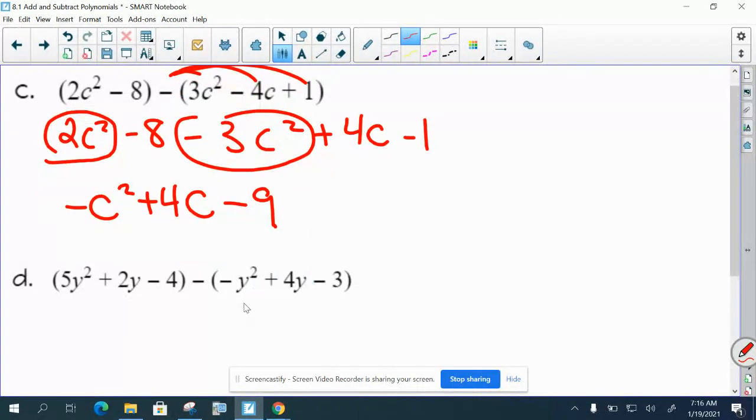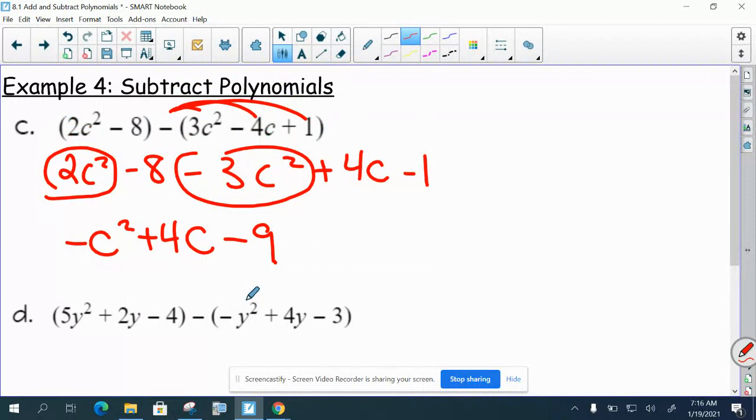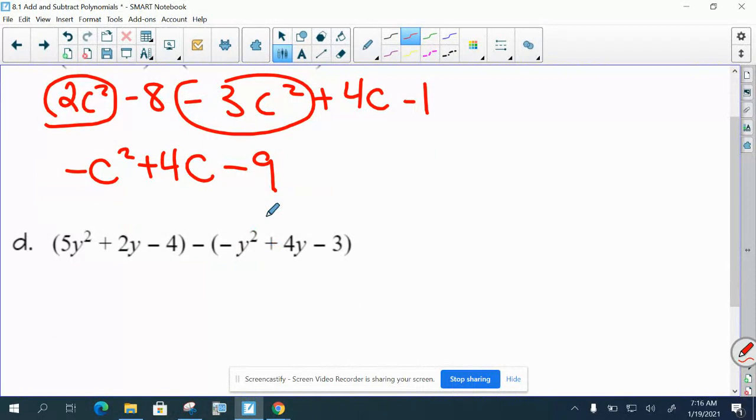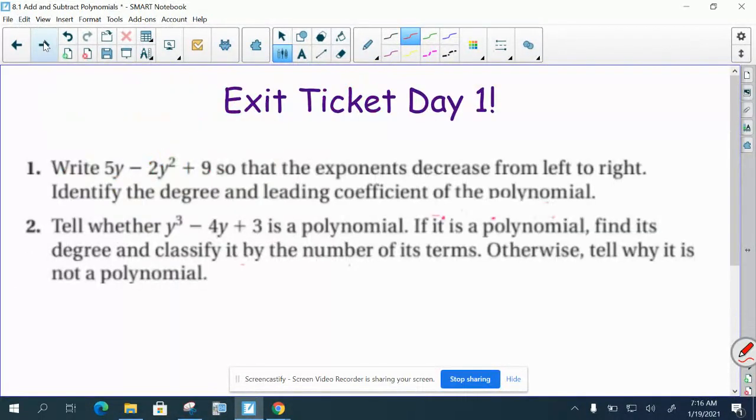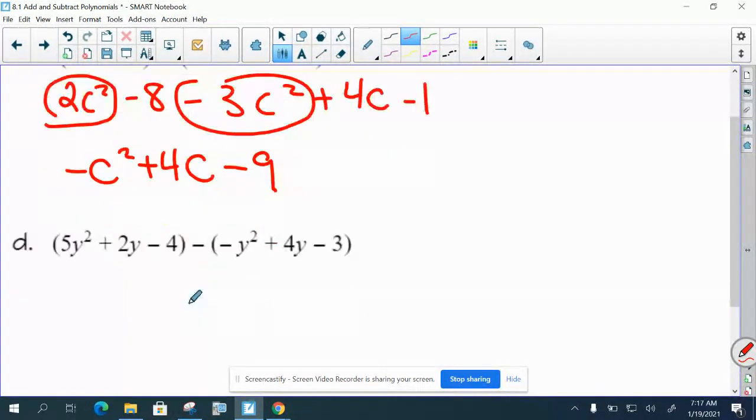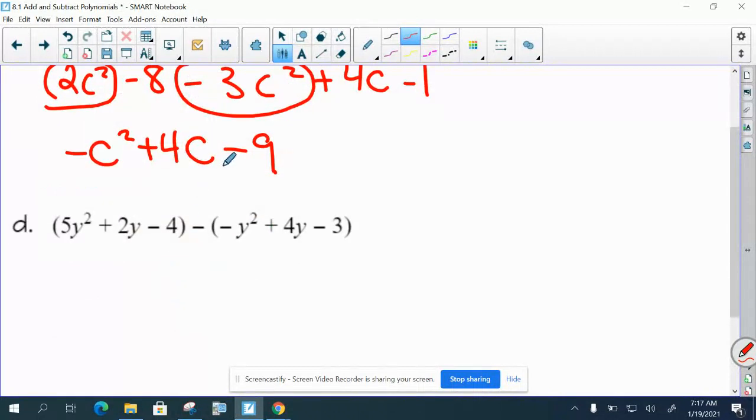All right, and just for the sake of time, I'm going to go ahead and let you try part D. There is also an exit ticket that will be posted in Polaris, but I'm going to have you try part D by yourself right now. All right, so if you didn't get it right, here's how you would do it.